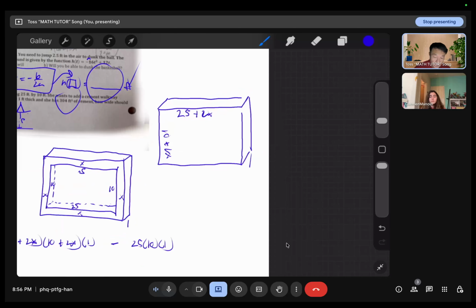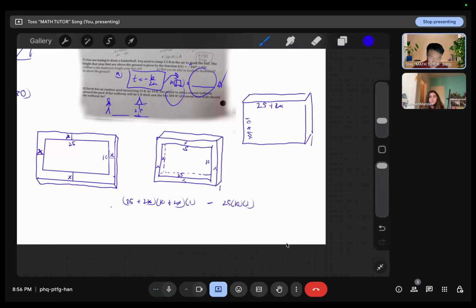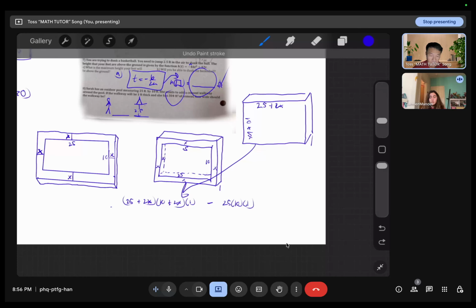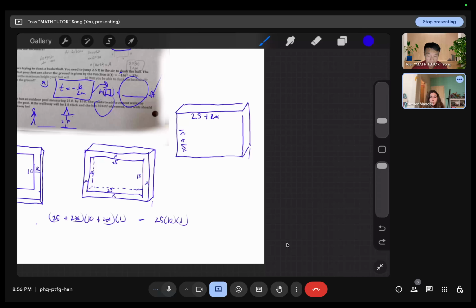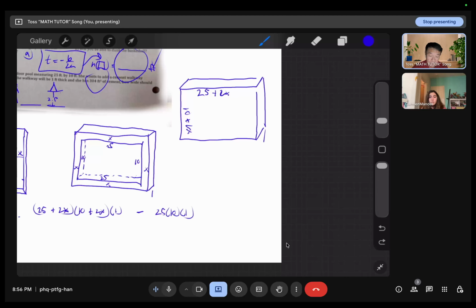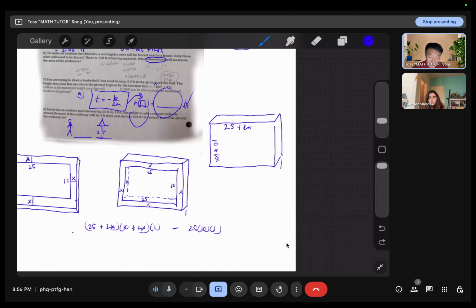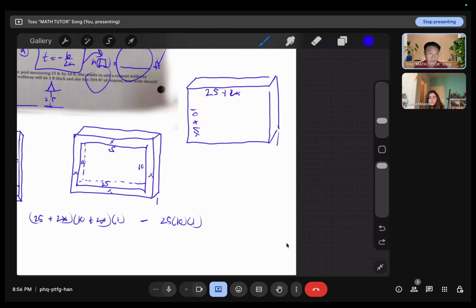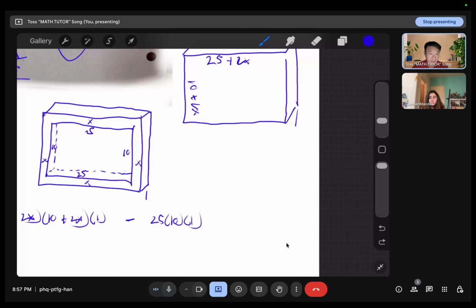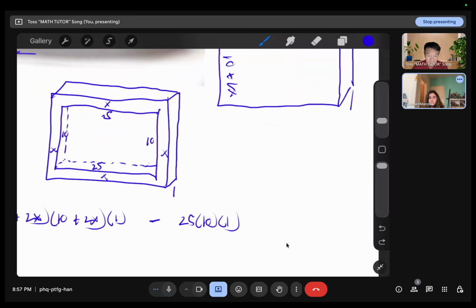So the volume of this whole thing is this right here. That makes sense, right? Length, width, and height. Okay, but then you have to cut the inside out because you only need the frame. The frame is the walkway, 1 foot thick. But we don't know what x is, because that's the width of the surface around the pool. You see the picture there?